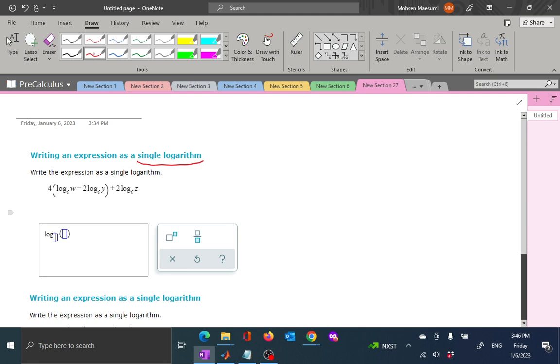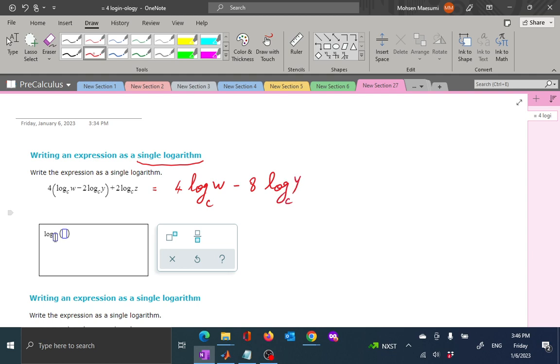So let's see, we just apply the rules. First I open the parentheses, so I have 4 logarithm of w in base c, and then minus 8 logarithm of y in base c, and then 2 logarithm of z in base c. You could have also proceeded by doing the interior of this parentheses first. Either way is fine.